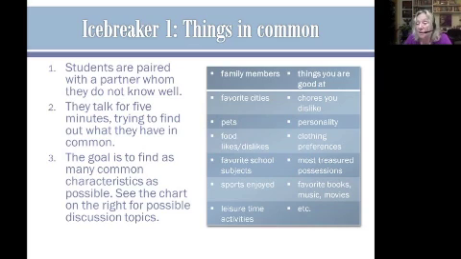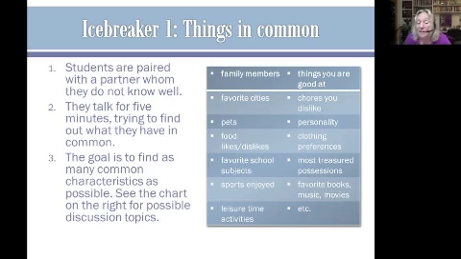The idea is that 2 students sit together and, for each category, let's say, for example, favorite cities, they try to find something that they share. So, if you and I were sitting down and we were saying, okay, let's talk about favorite cities. What are your favorite cities? What are my favorite cities? Oh, one of your favorite cities is Ho Chi Minh City. Well, it was one of my favorites too. I loved that city. It was marvelous. So now we have something in common.